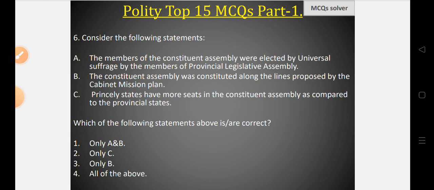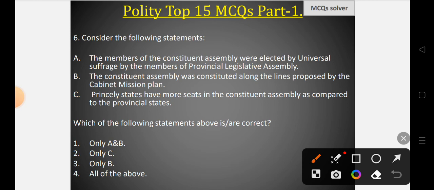Let's look into the options. Option number 1, only A and B is correct. Option number 2, only C is correct. Option number 3, only B is correct. Or option number 4, all of the above are correct. So when it comes to the Constituent Assembly, it was constituted along the lines which was proposed by the Cabinet Mission Plan. So statement B is totally correct.